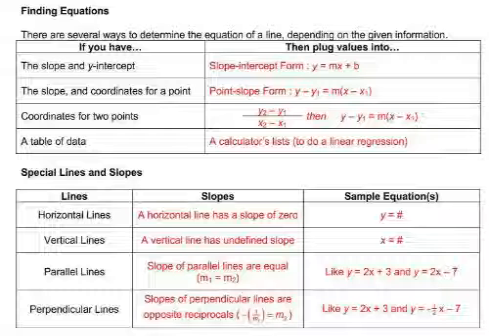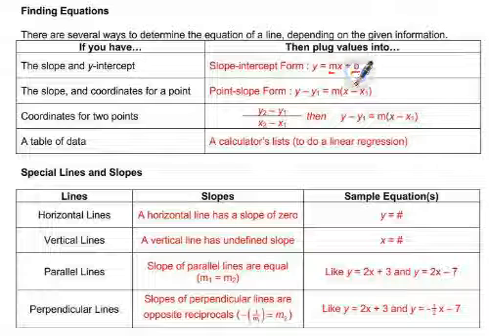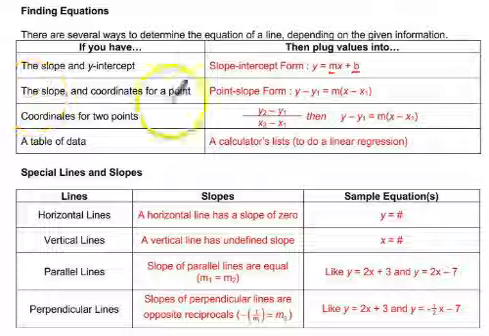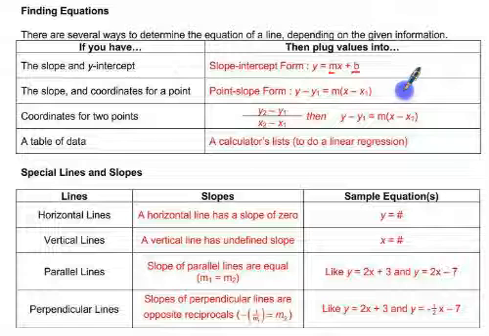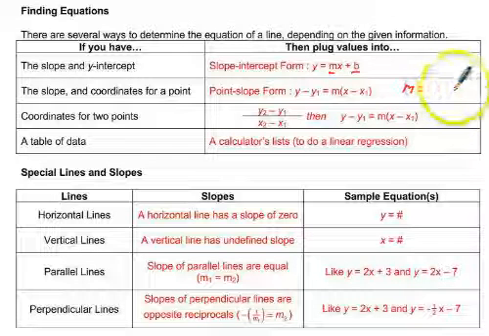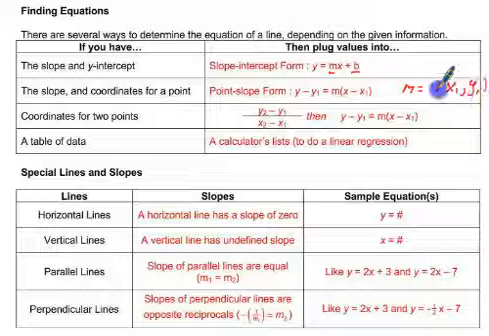Finding equations. If you have the slope and y-intercept, you're going to use slope-intercept form. That makes sense because you have the slope and the intercept. If you're given the slope and one of the points, then you're going to use point-slope. Remember, you have the slope that you'll be given, and then you'll also have a point that you're given, whatever it may be. Okay?